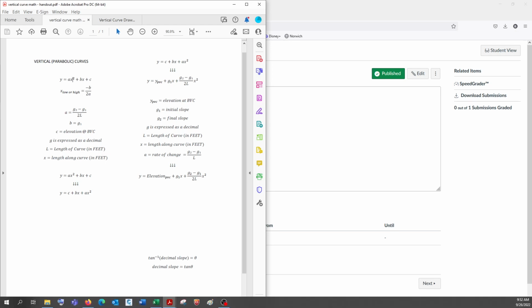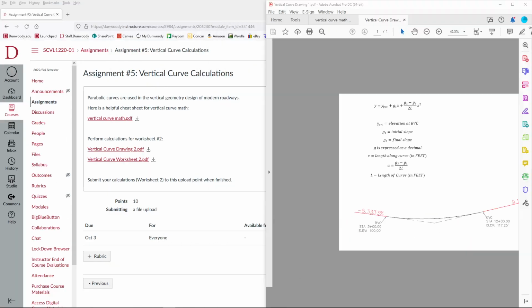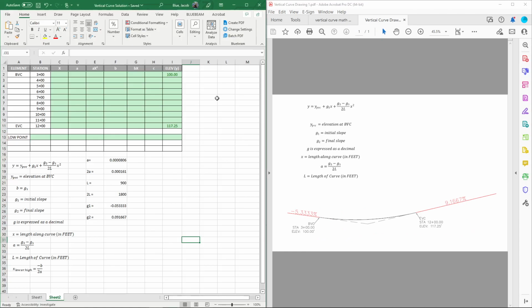So let me pull up another image here. This is the second PDF on the right of the screen here. This is showing a vertical curve, and again I've shown some of that formula here on the curve sheet. And then the third PDF is the worksheet itself, and I'm asking you to fill in what shows up in green here in Excel. And here we've got different elements.